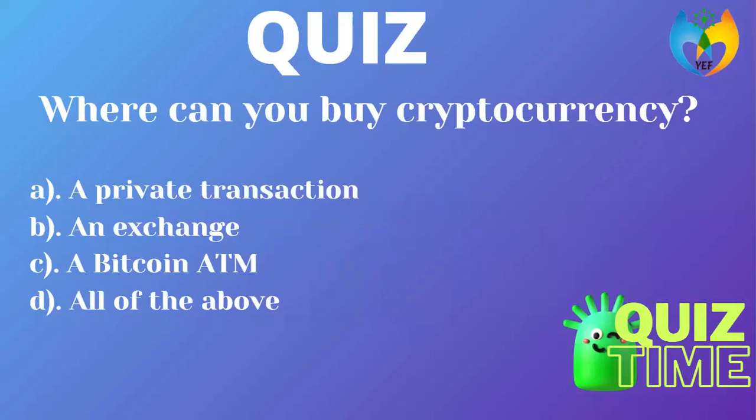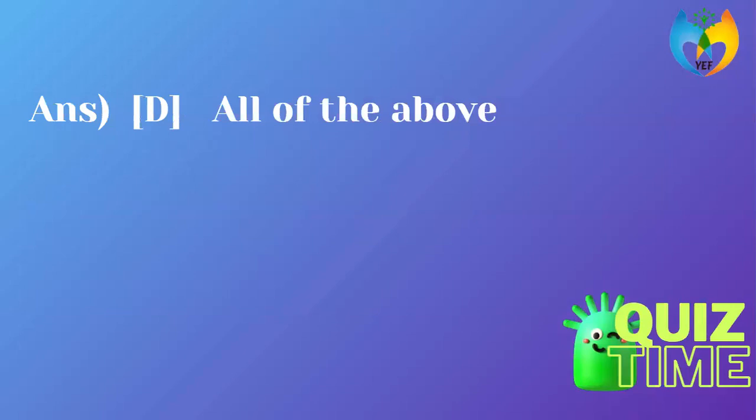where can you buy cryptocurrency? First option, a private transaction or an exchange, a Bitcoin ATM, or all of the above. You can post your answers in the chat box. So most of you are giving the option D, which is all of the above. So can we have a look at the answer, please? Yes, so the right option is D, all of the above.